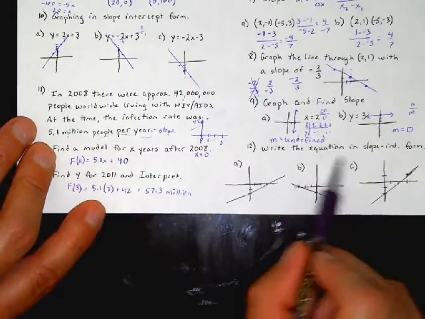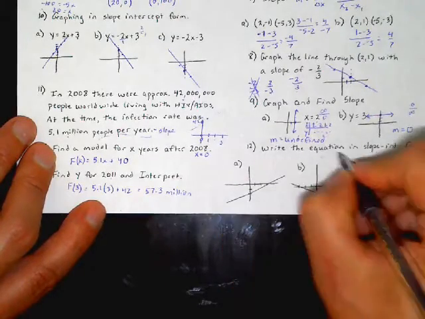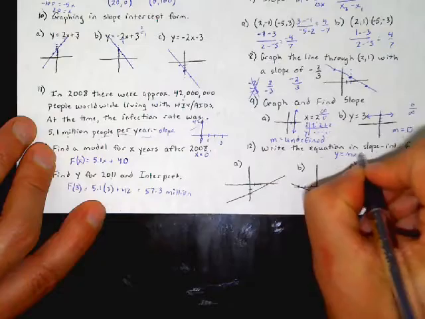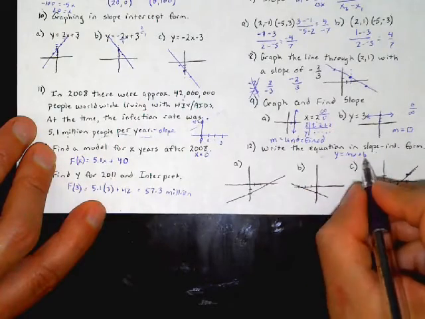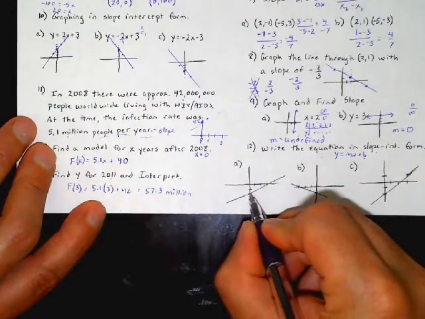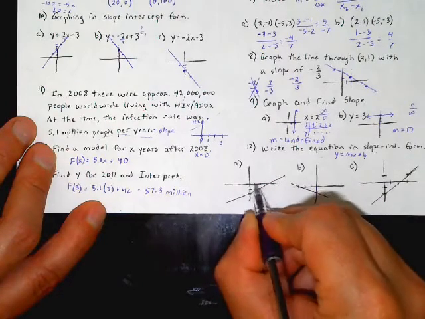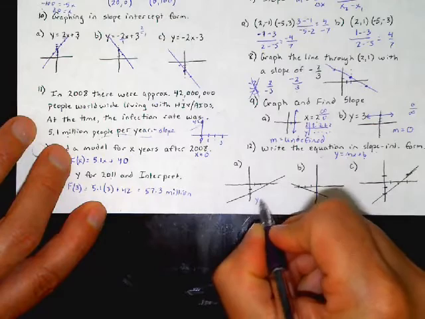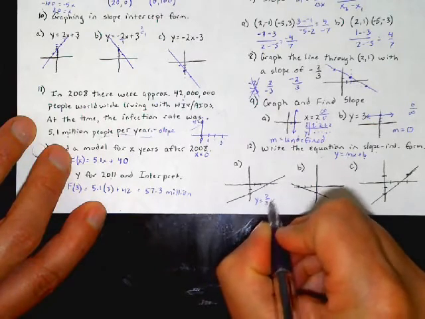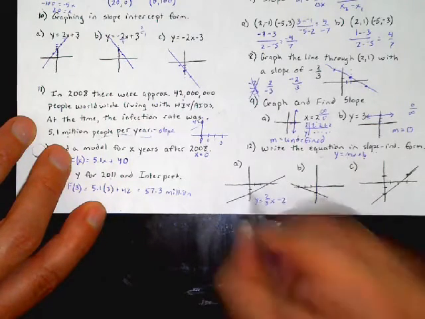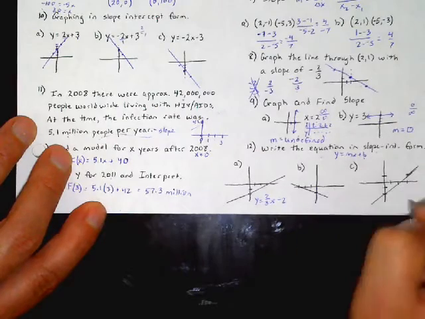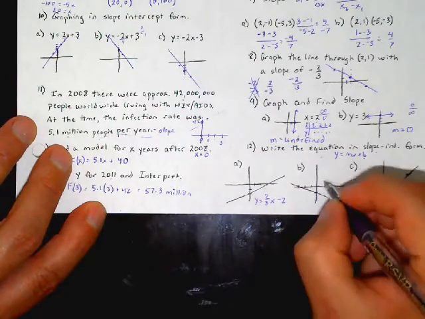Next one, write the equation in slope-intercept form. Slope-intercept, remember, is y is equal to mx plus b. So we have to find the y-intercept, which is negative 2. And the slope, this one goes up 2 and over 3. So we have y is equal to 2/3 x, and y-intercept negative 2. Try these yourself, and then unpause.